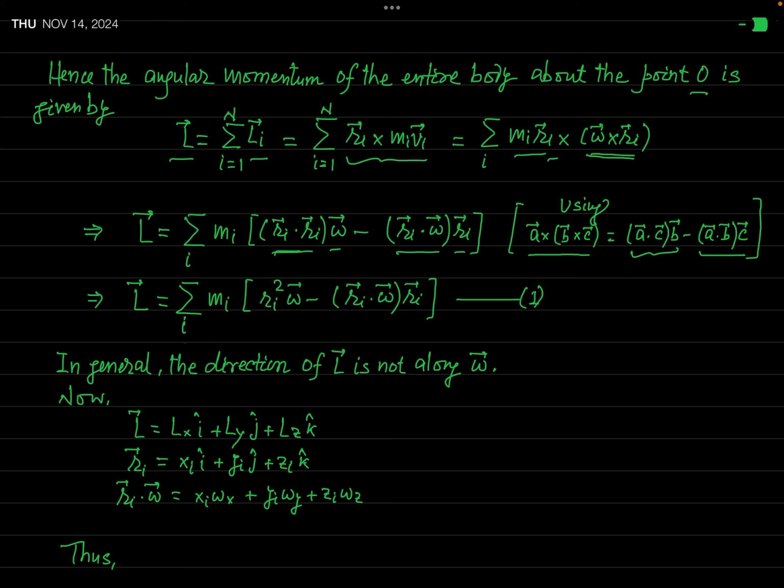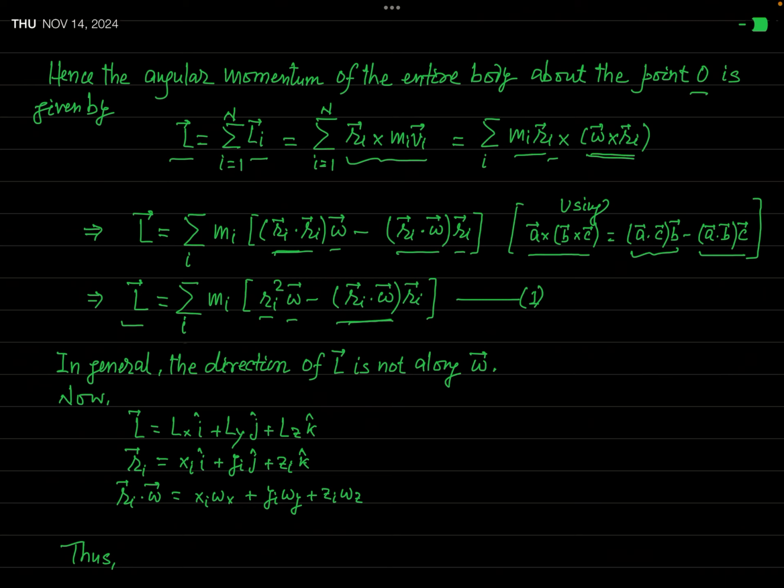Now, you know Ri dot Ri will be simply Ri square. So L is given as summation over i of mi times Ri square omega minus Ri dot omega times Ri. You can see, if this second term is not present here, then we can say that this L vector will be directed in the direction of omega.